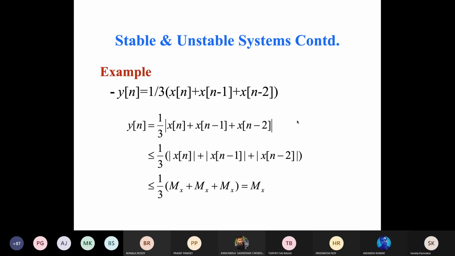Yes, sir. Have you understood this? Other students, have you understood this? Yes, sir. Your x[n] is actually bounded from above by Mx. So |x[n]| is ≤ Mx. |x[n-1]| is ≤ Mx. |x[n-2]| is ≤ Mx. And from the second line to the third line it comes because |1/3 (a + b + c)| is ≤ 1/3 (|a| + |b| + |c|).